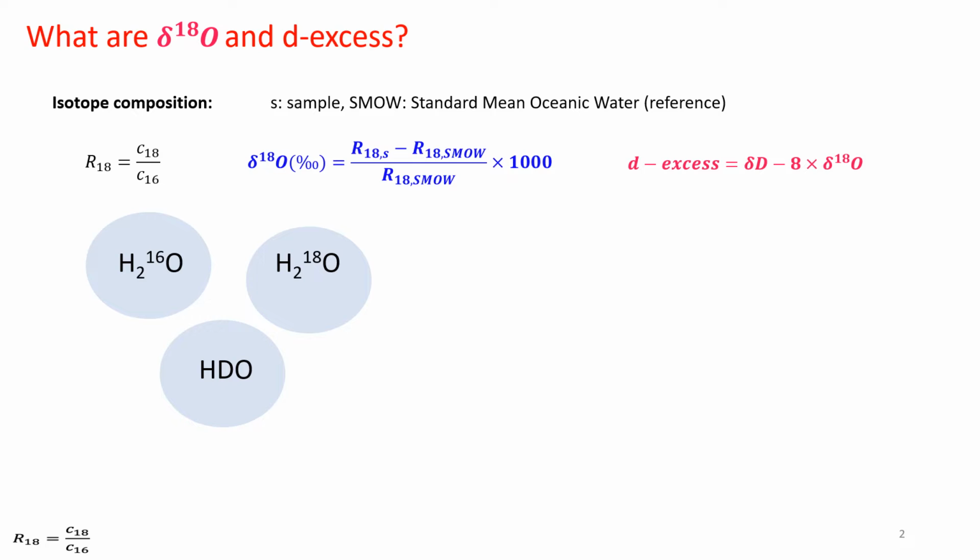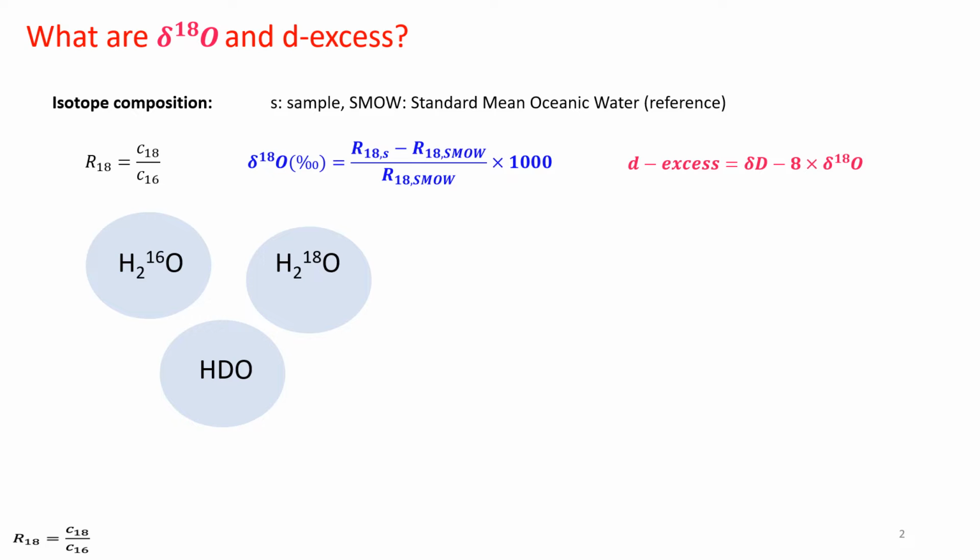As you can see, to obtain this notation, we first use the ratio in our sample that we compare to the ratio in a reference. Here for water, the reference is the standard mean ocean water, SMOW. So we do R18 sample minus R18 SMOW, and then we divide by R18 SMOW, and we multiply by 1000, otherwise we get a very, very small value. Therefore, delta 18O is expressed in per mil unit.